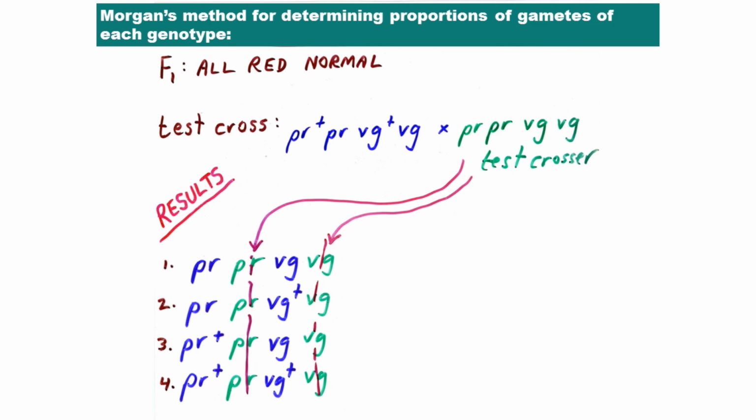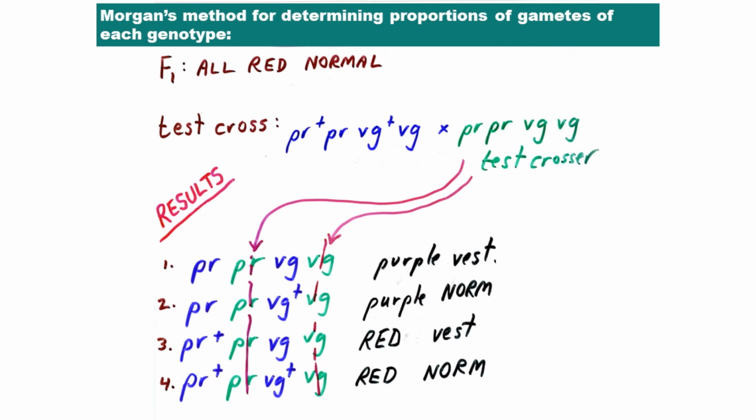On the other hand, our F1, the doubly heterozygous one, is going to contribute maybe a PR VG, maybe a PR VG+, PR+ VG, PR+ VG+. So those are the 4 options. And if you look at the phenotypes, when you get the results of this cross, you would expect equal numbers of all of them, because we think that individual, the doubly heterozygous one, is going to produce equal amounts of all of the gametes.